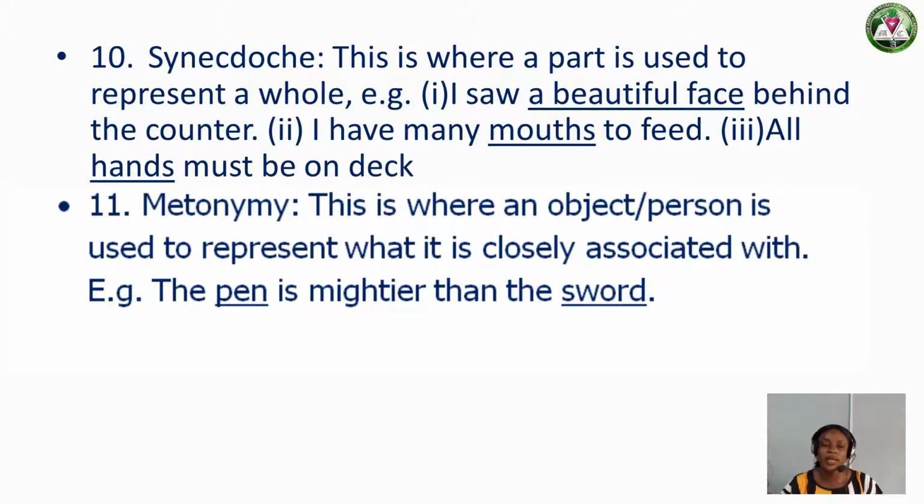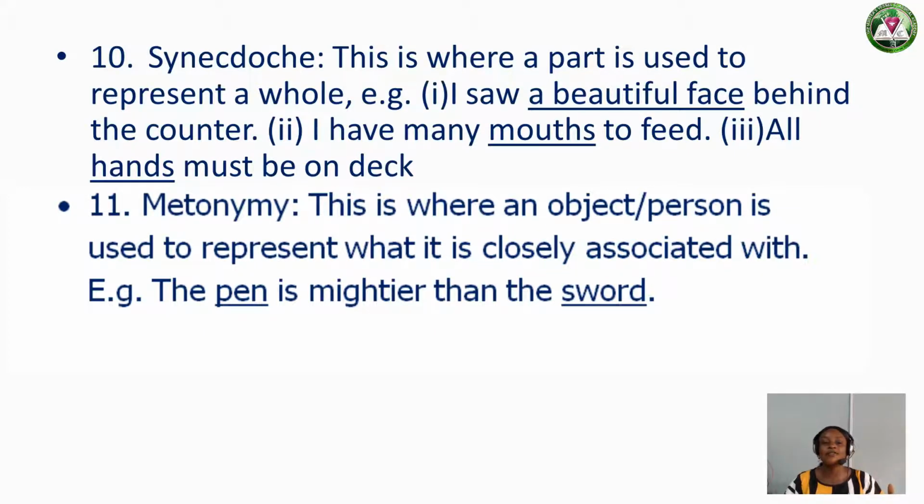Metonymy is also, I will call it a sister to synecdoche, because sometimes students get confused about examples of synecdoche and metonymy because they are somehow related and similar, but they are not the same. Synecdoche is using a part to represent a whole. Then in metonymy, an object or person is used to represent what it or he or she is closely associated with.